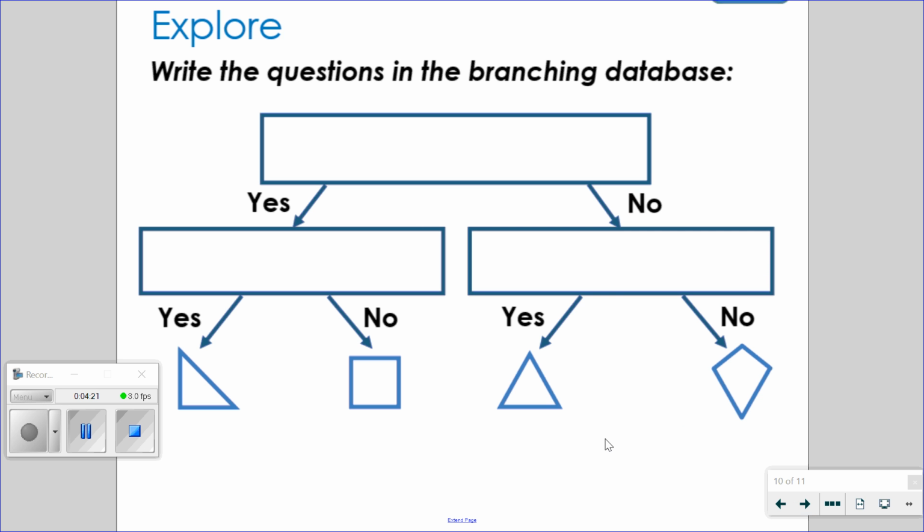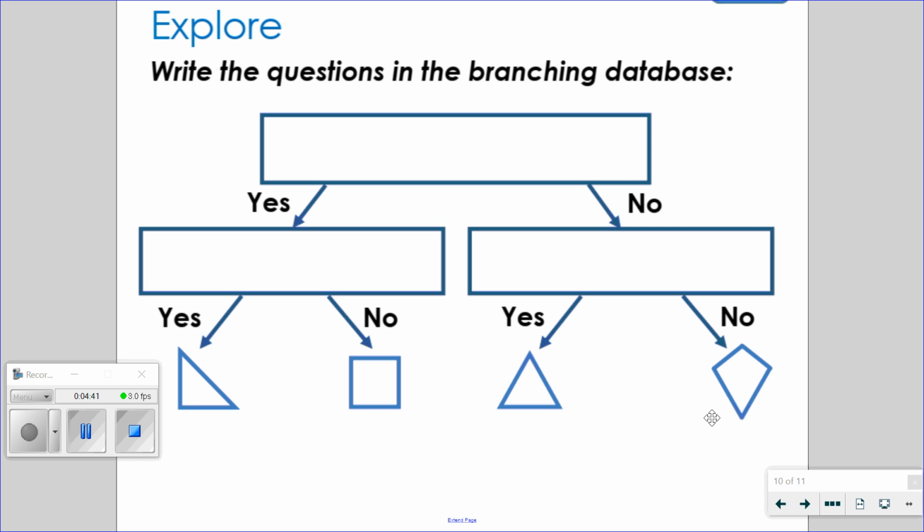So here's today's extra challenge. As always, it's up to you if you want to do this one or not. And it says, write the questions in the branching database. What we have here is a flow chart, one where depending on the answer to the question, you go in a different direction. At the bottom, we have 4 different shapes.